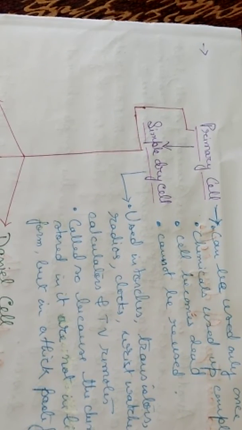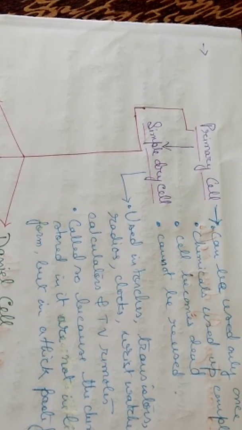Now primary cells can be of three types: voltaic cell, Leclanche cells and Daniell cells. But these three types of cells are not dry cells. They have chemicals in liquid form. Simple dry cells are also primary cells, but the chemical inside the simple dry cell is in the form of thick paste and not in liquid form.